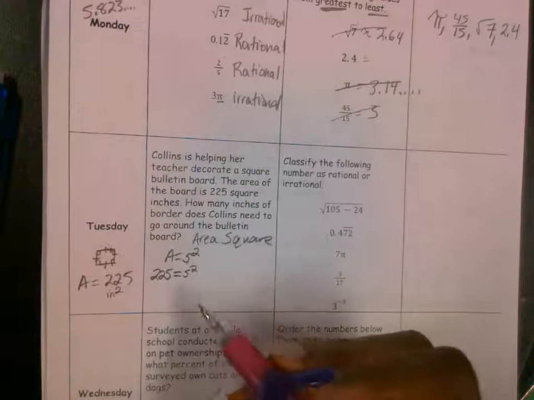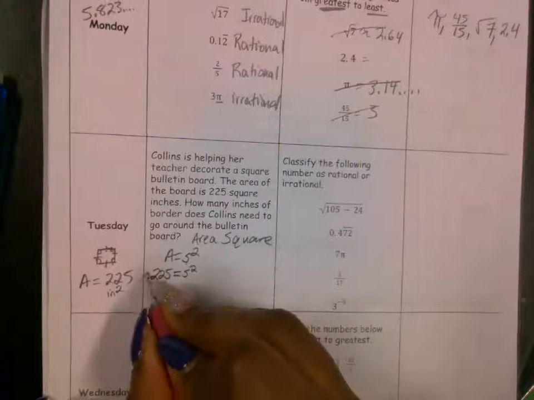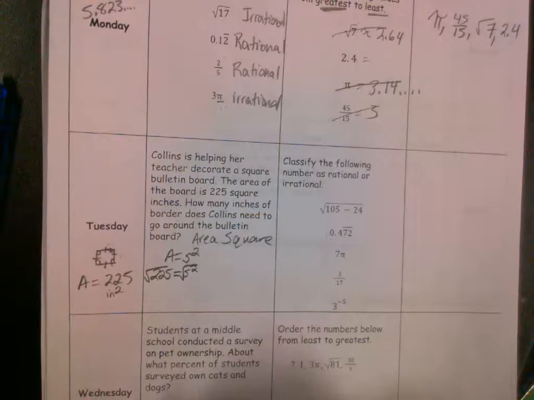The opposite of squaring a number is finding the square root of that number. Okay? When you find the square root of a number, basically what you're saying is what number can be multiplied times itself to give you the number under the radical.